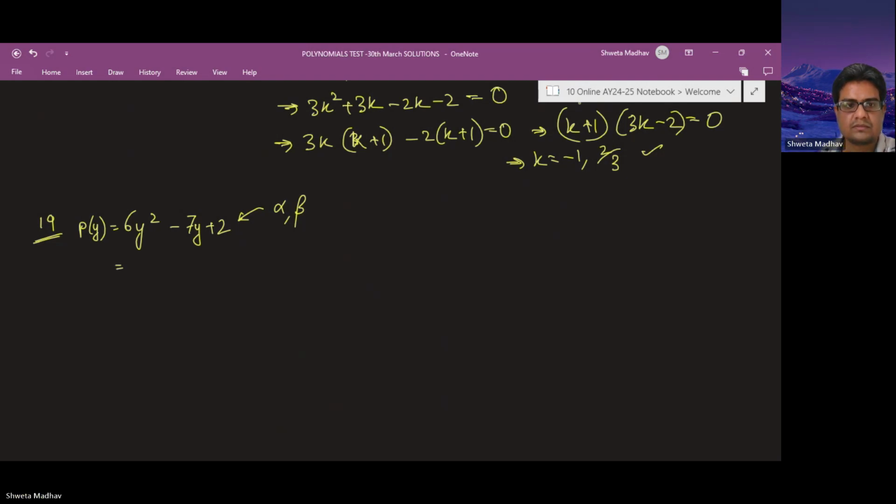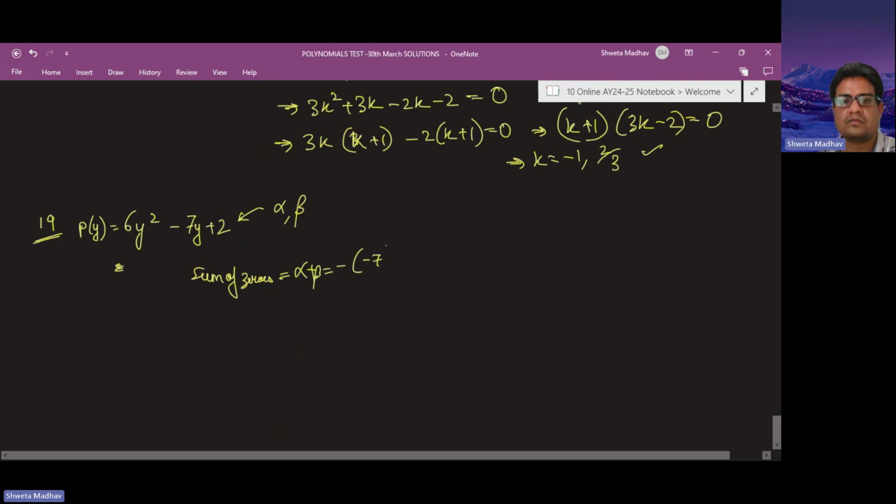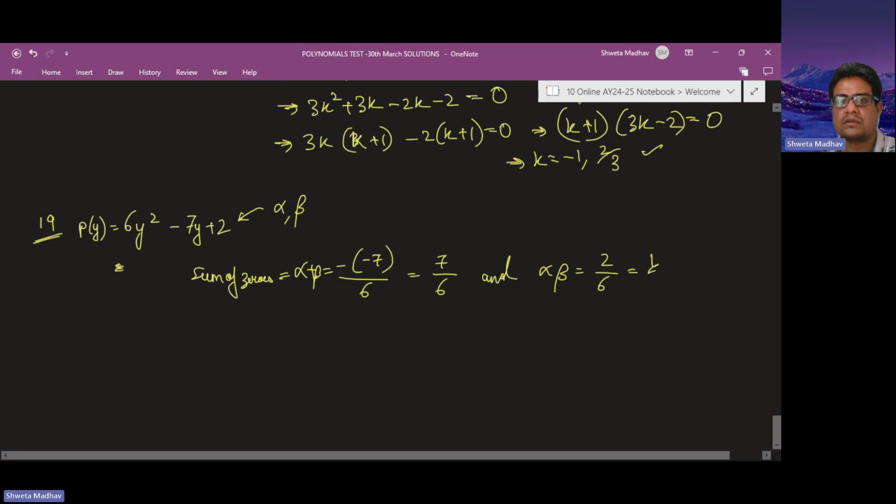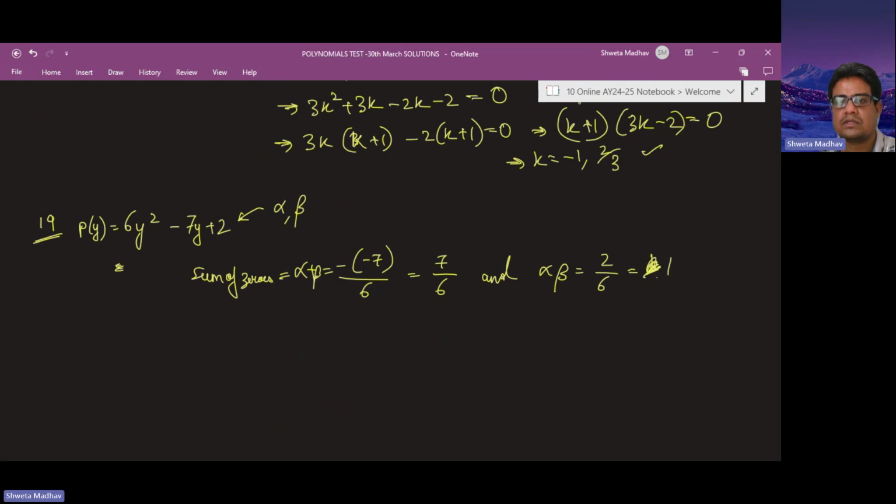So here also there are two ways to solve. Here we can explicitly find out the zeros alpha and beta and then solve, or we can say that the sum of the zeros, alpha plus beta, is equal to minus b by a, which is minus of minus 7 by 6, which is 7 by 6, and the product of the zeros, alpha into beta, is equal to c by a, which is 2 by 6, which is 1 by 3.